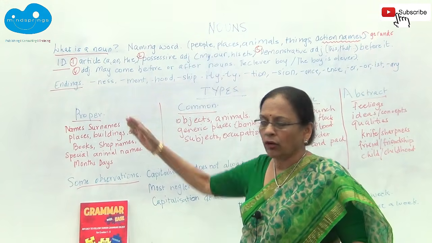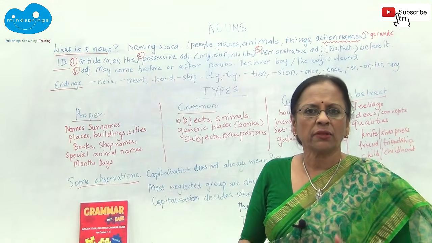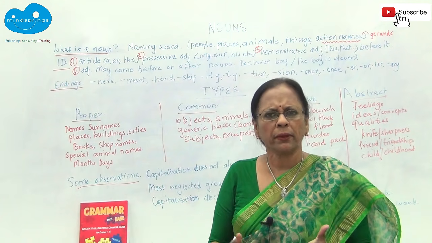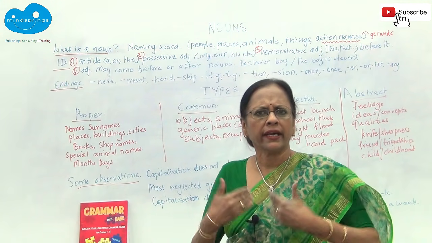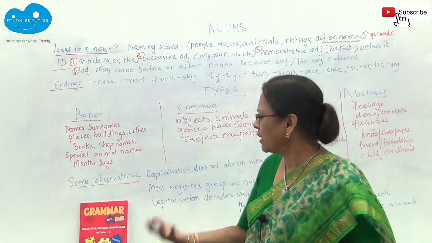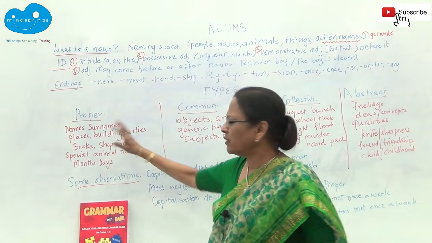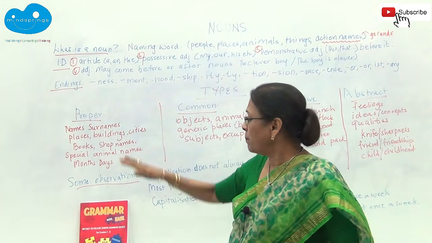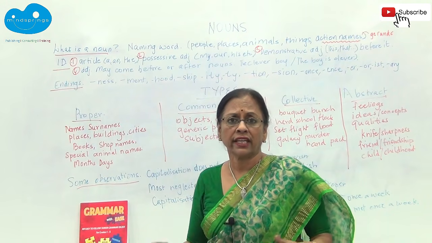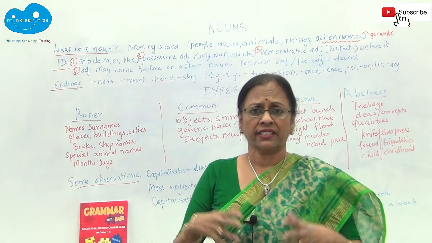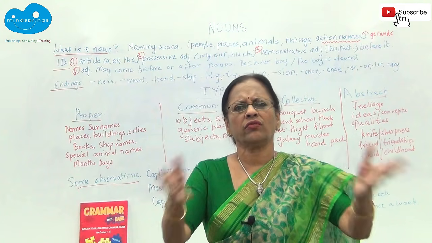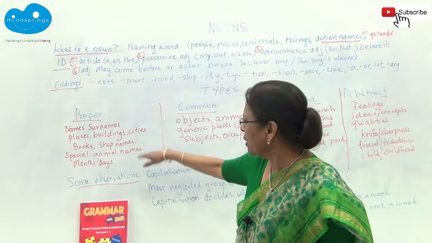One is the proper noun. Proper nouns are easy because they are names. Names of people mainly. Your name, my name, your surname, my surname are all proper names. That's very, very easy. Places. So if I say Lower Parel, Colaba, if I say Delhi, Connaught Place, all of these are proper nouns.